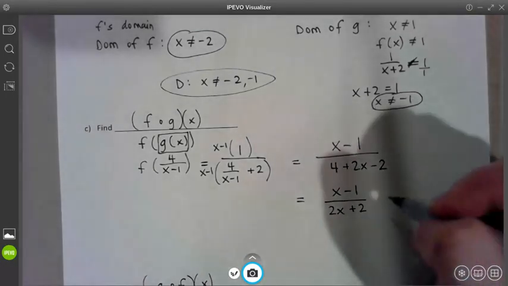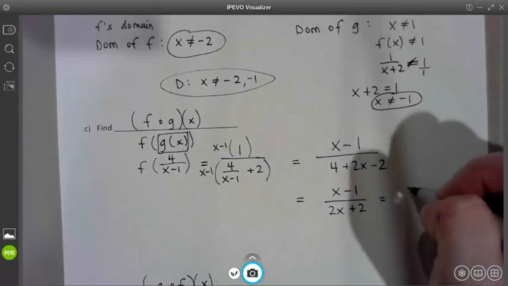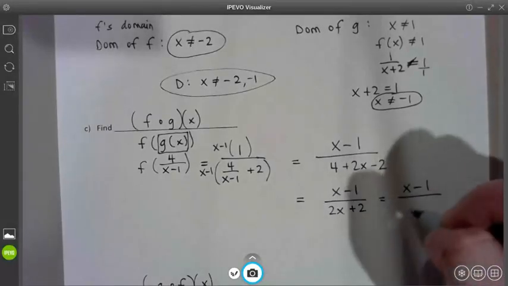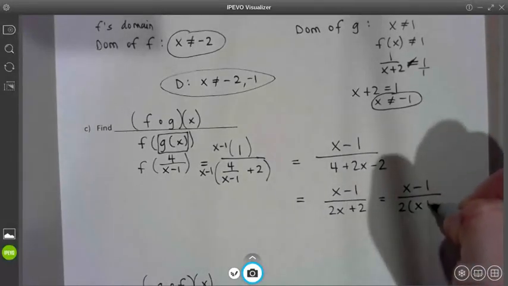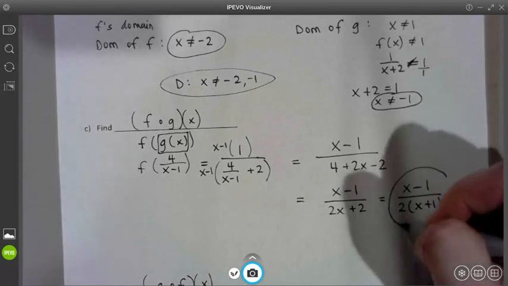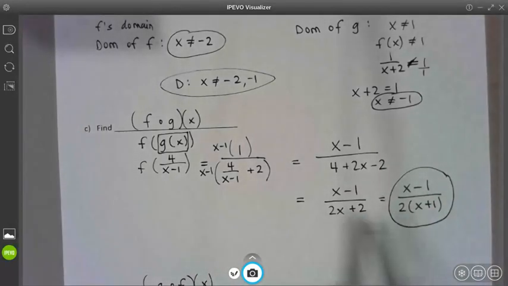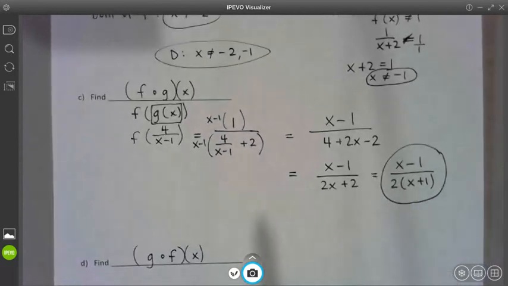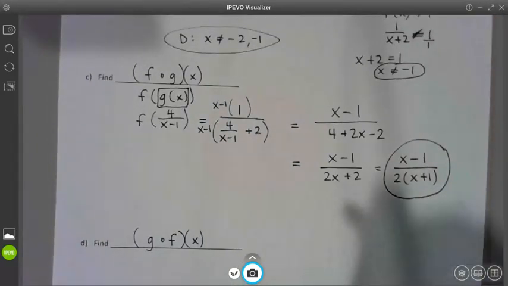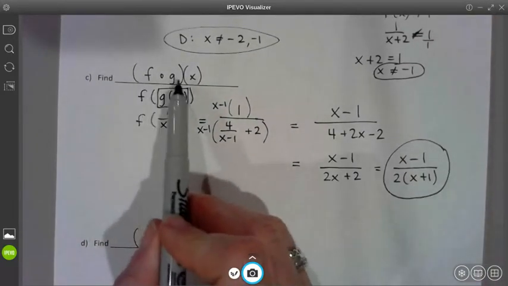And just for simplification purposes, I'm going to factor out the GCF at the bottom: x minus 1 over a 2 and an x plus 1. So there is your resulting composition function. And again, these are equal. I've just simplified this one a little bit. So now if you look, this is the composition function, f of g of x.